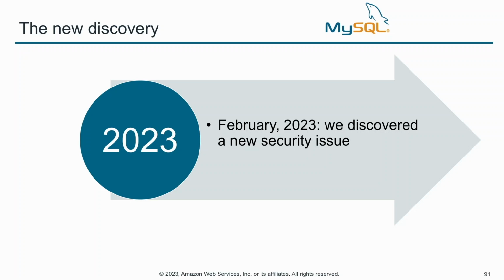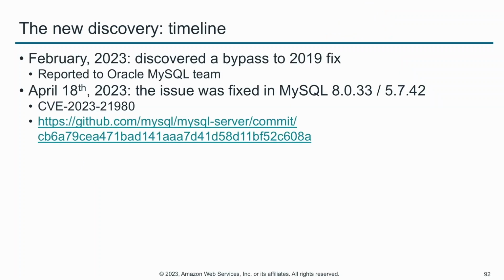So the new discovery. In February, in 2023, we discovered a new security issue. So let's take a look. Let me first go through the timeline. We discovered a new security issue to bypass the fix. So we discovered a bypass to the 2019 fix.